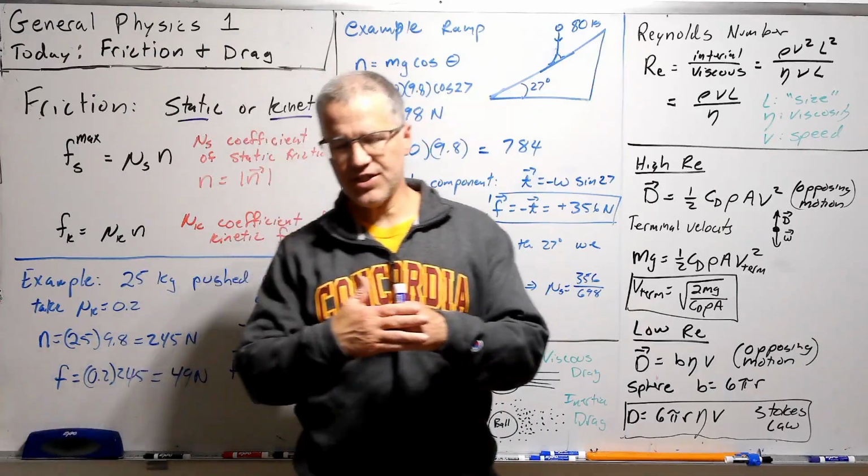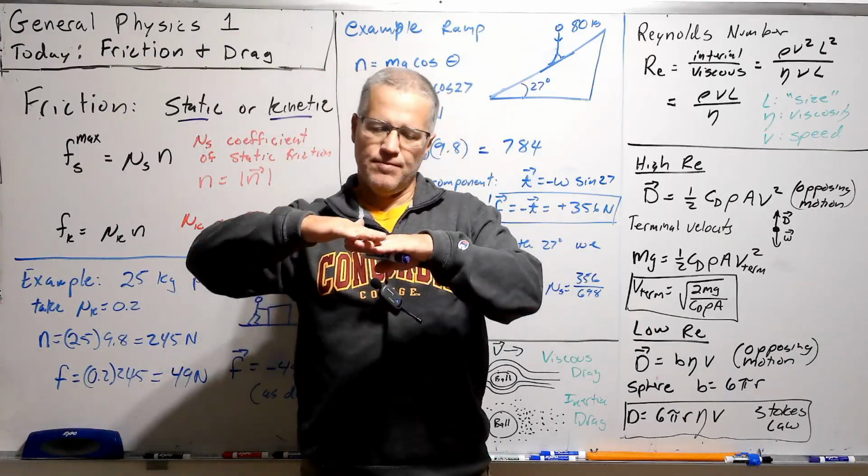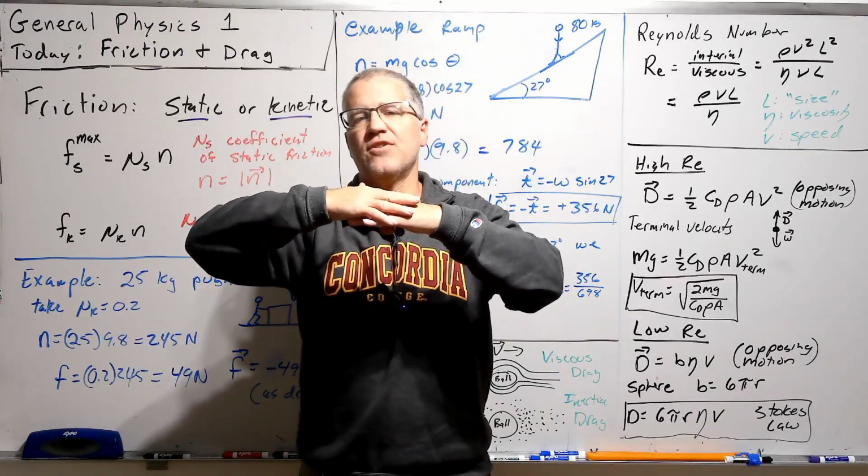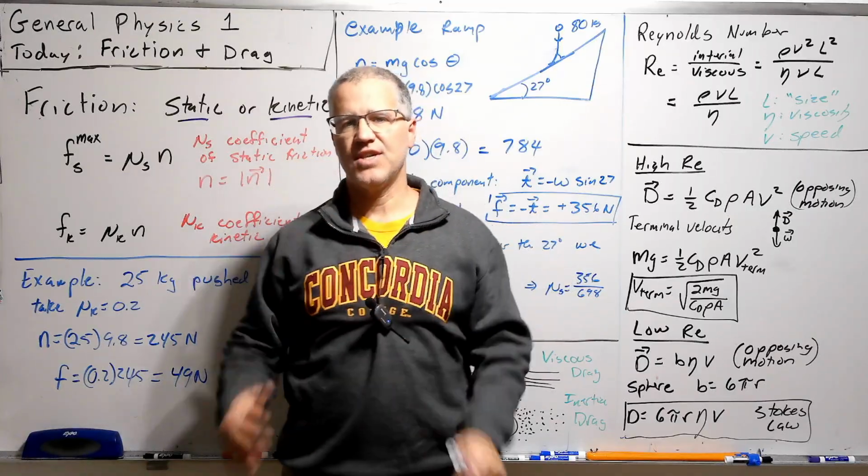And static friction is always a little bit stronger than kinetic friction because in the static case, the surfaces can kind of nestle together better than when they're sliding across the top of each other.